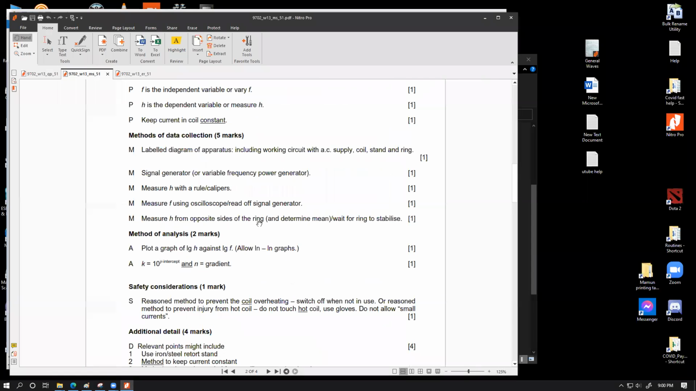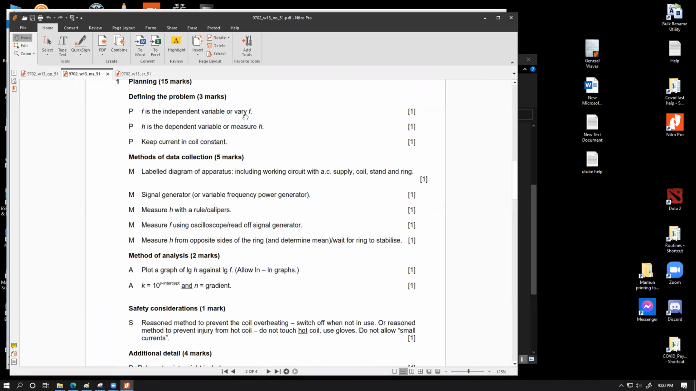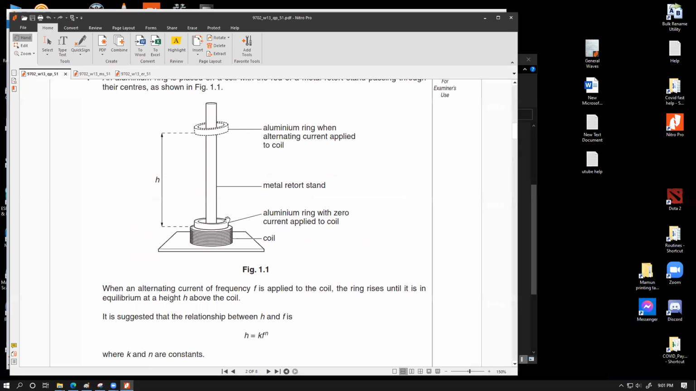Have a look. F is the independent variable, H is the dependent variable, keep current in the coil constant. The question does not say anything about the current in the coil, but you see it pops up because we are working with mutual induction. So if you don't keep the current in the coil constant, you are not going to have the same results.